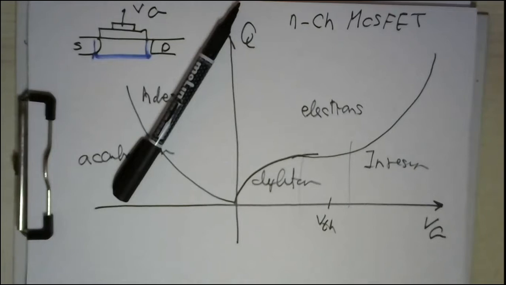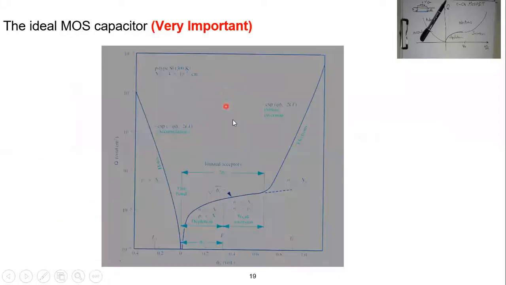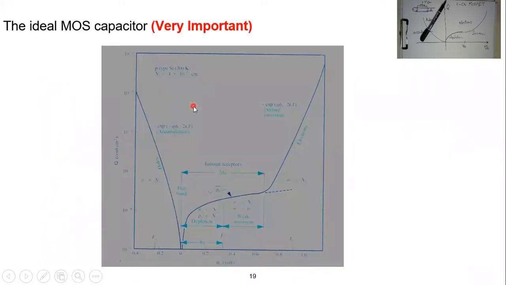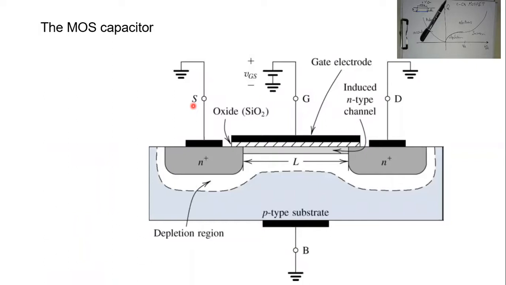Let me now return back to our PowerPoint slides. Yes, and this is a graph somehow looks like what we have done. Here we have a full mathematical way in order to make this graph. Okay, now let's go to the second part of this lecture, which is the MOSFET.